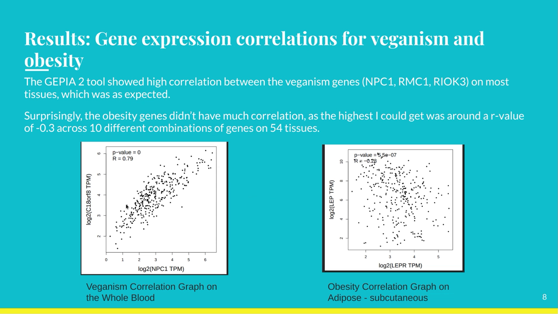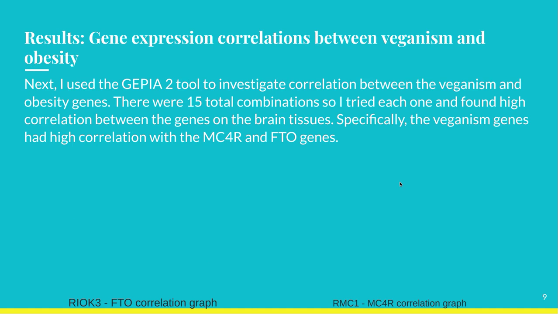These are the results of my graphs that I used the GPA2 tool to make. Right here is the veganism correlation graph with two veganism genes on the whole blood, and it has a very high correlation coefficient at 0.79. Right here is the obesity correlation graph for two obesity genes on the adipose subcutaneous, and it has a lower correlation coefficient at negative 0.2, which means it doesn't have much correlation.